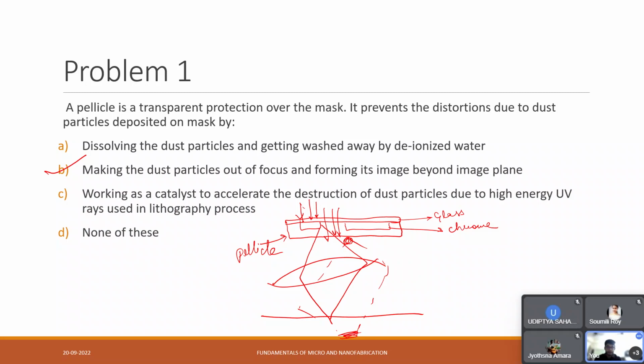If the pellicle is not there, the dust will be lying here and it is completely in focus. So any distortion will be directly copied to your resist material. That's the thing. If you have any doubts, you can ask, and you can stop me anytime, and I'll be happy to answer. Okay, let's go to the next one now.